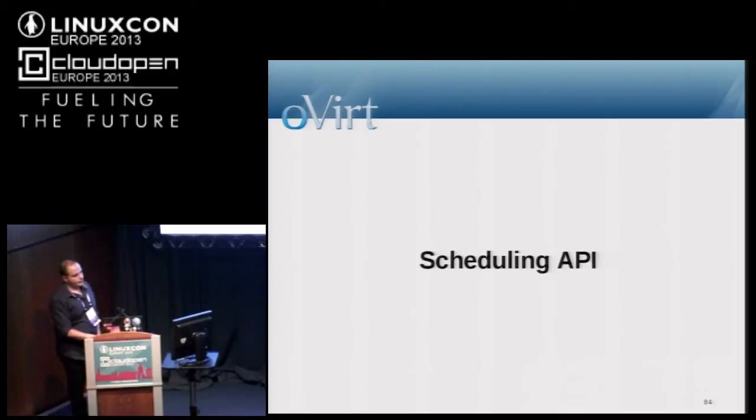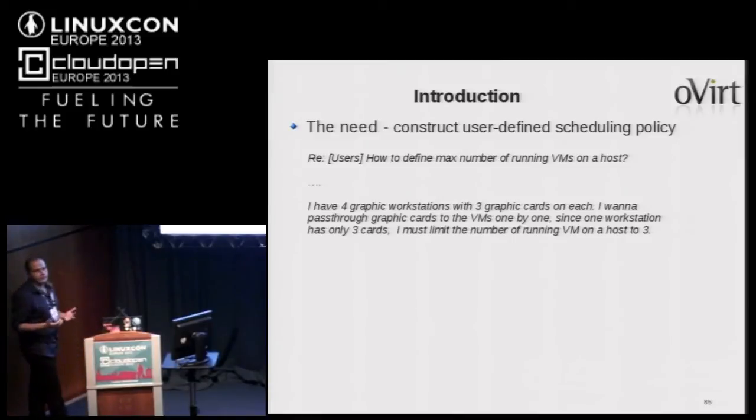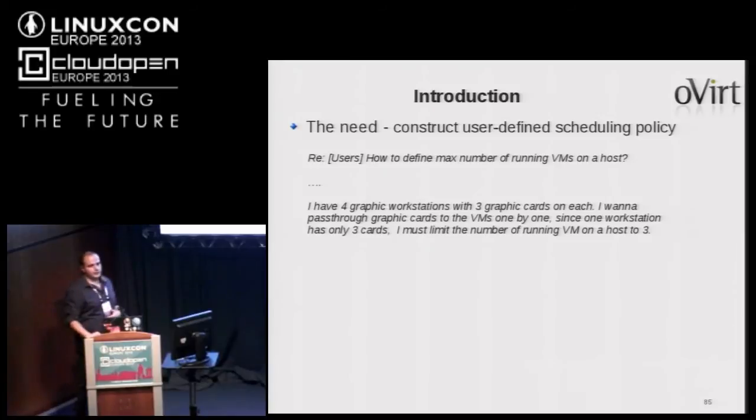Okay, so moving along to the next feature, which is the scheduling API feature. That's an email we got from one of the users. He wanted to define the maximum number of running VMs on a host, and we didn't give him a way to do that.